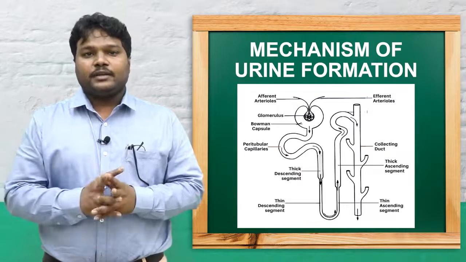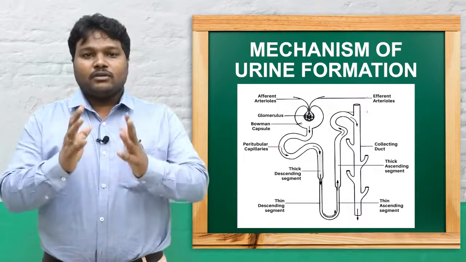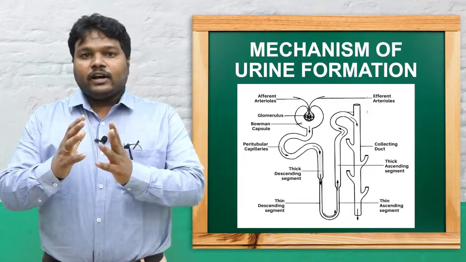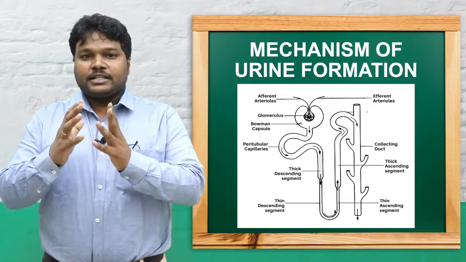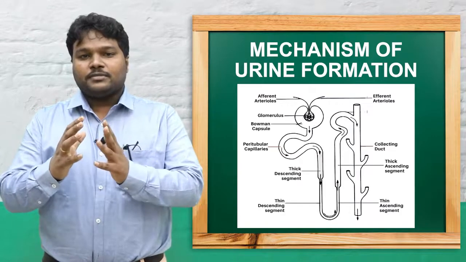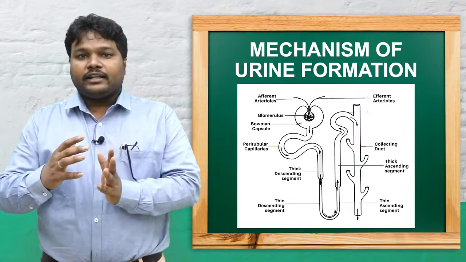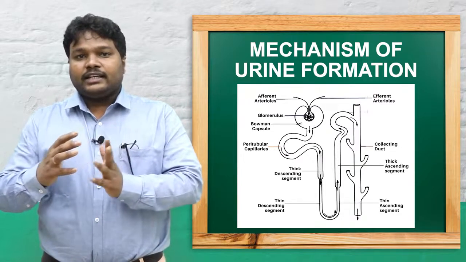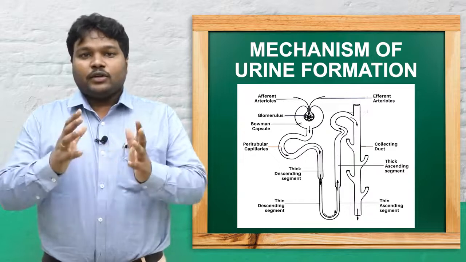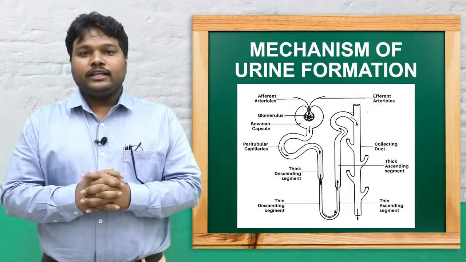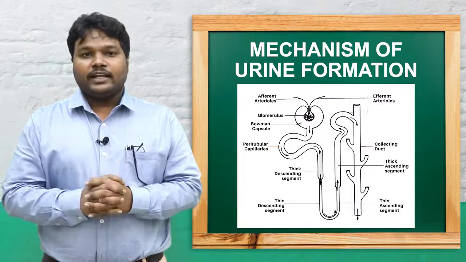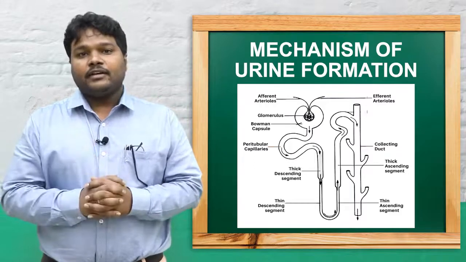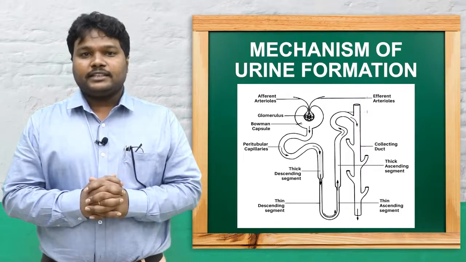And the last step is tubular secretion. After taking the wanted particles by the special function, that is tubular reabsorption, the remaining unwanted substances are excreted through the tube, and from the tube the urine is passed outside the body. This is the way of urine formation which takes place in the body.